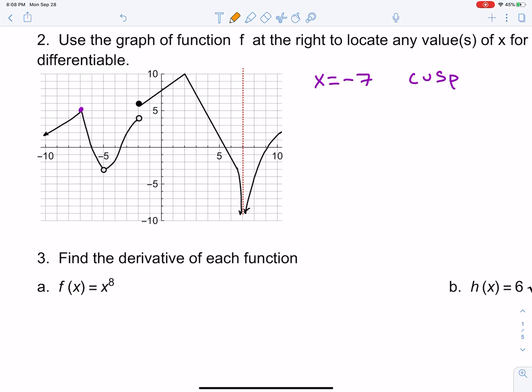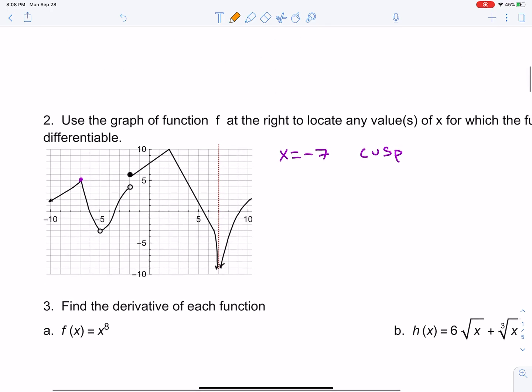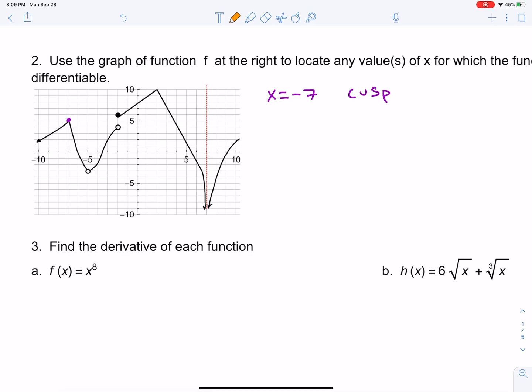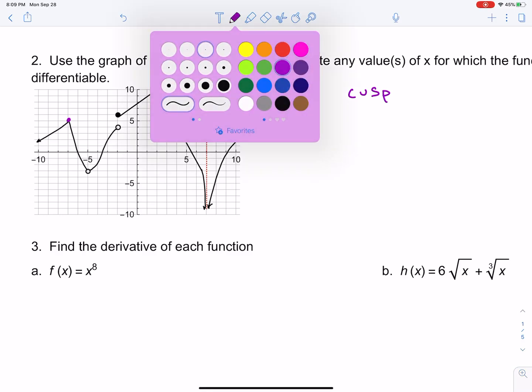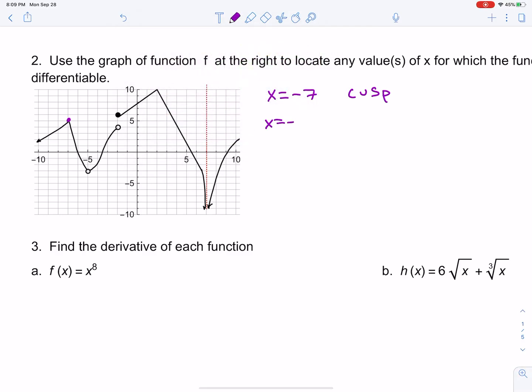So that's why it's not differentiable, but we can identify that easily, instead of going through that huge description, by just saying, oh, there's a cusp there, it's not differentiable. Now, let's look at another one. At x equals -5, it's not differentiable. Why? Because we know that differentiable functions have to be continuous. And it's not continuous at x equals -5, because there's a hole. Therefore, it's not differentiable either.